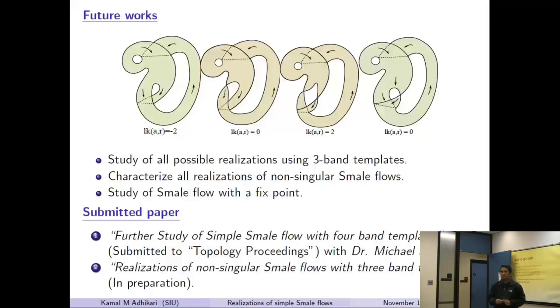Now the two band ones and the ones with four bands are related in the sense that if you take a cross section, the first return map is a full shift on two symbols. You know what that means. For these, the cross section is a full shift on three symbols.